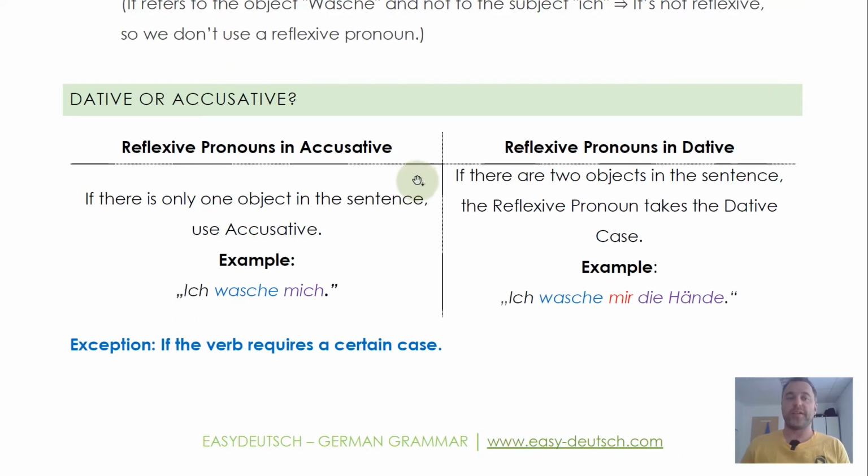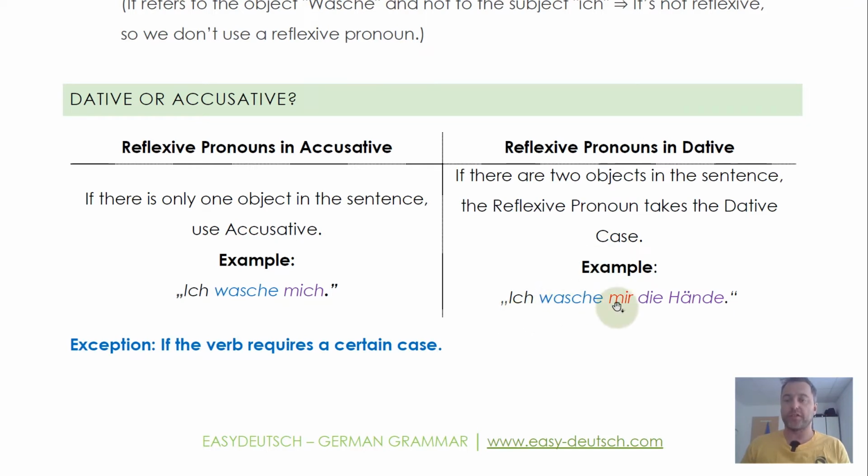So very important here, I guess, for most of you is also the question, how do you figure out if it's dative or accusative case that you have to use for the reflexive pronoun? Well, if there's only one object in the sentence, you have to use accusative. So for example, ich wasche mich. But if there are two objects in the sentence, then the reflexive pronoun takes the dative case.